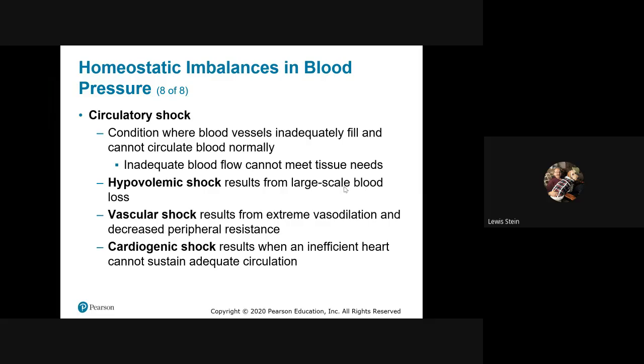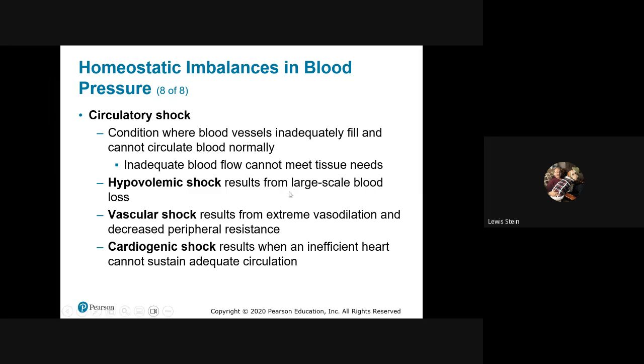So when we talk about shock, basically it's inadequate perfusion of vital organs, pretty much starting with the kidneys being the first ones really affected. And then of course you're not getting enough to the heart, you're not getting enough to the brain. All of those things potentially will kill you, undoubtedly.